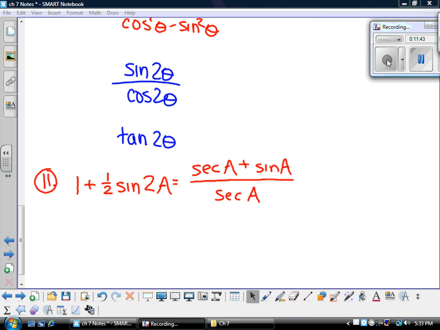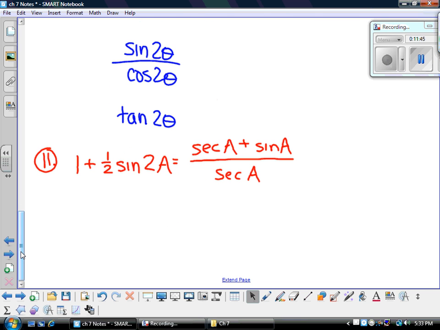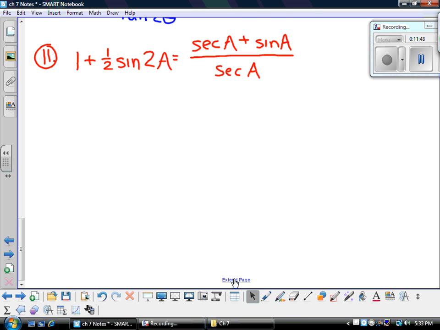Number 11 is a verify problem also. Verify that 1 plus 1/2 sine 2a equals secant plus sine over secant. I'm going to work on the right side again and change everything into sines and cosines. There are multiple correct ways to go from here. What I'm going to choose to do is get rid of the fraction within a fraction, and I'm going to multiply the top and the bottom by cosine.